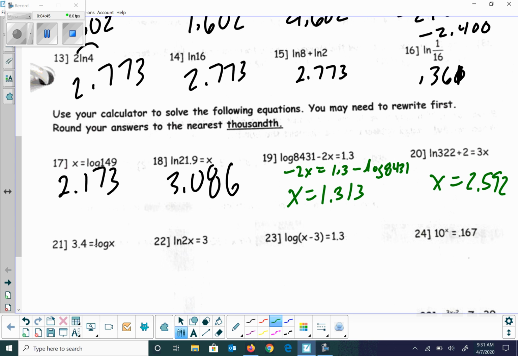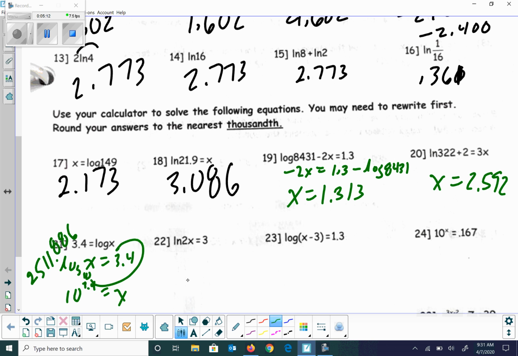All right, so for this next one, we have to realize we have to shift it back. So I might change it to look like this. Remember, that's going to be a base 10 around there. So I'm going to get 10 raised to the 3.4 is equal to x. So 10 caret 3.4. So that comes out to 2511.886.